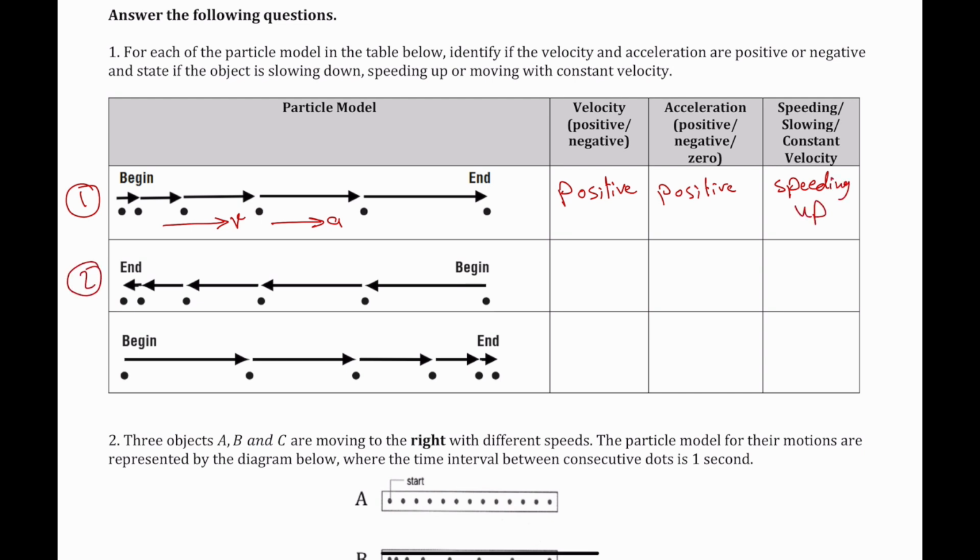2. Here, the vector of the velocity is to the left, so we'll consider it negative. And the object is slowing down, so the acceleration must be in the opposite direction, which is positive. So the object is slowing down.